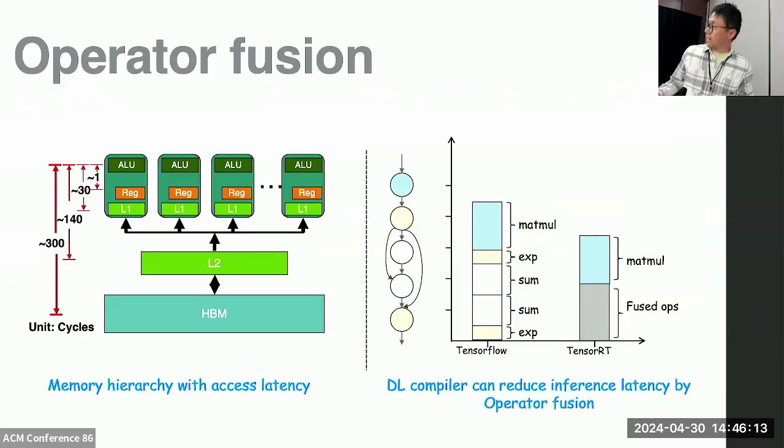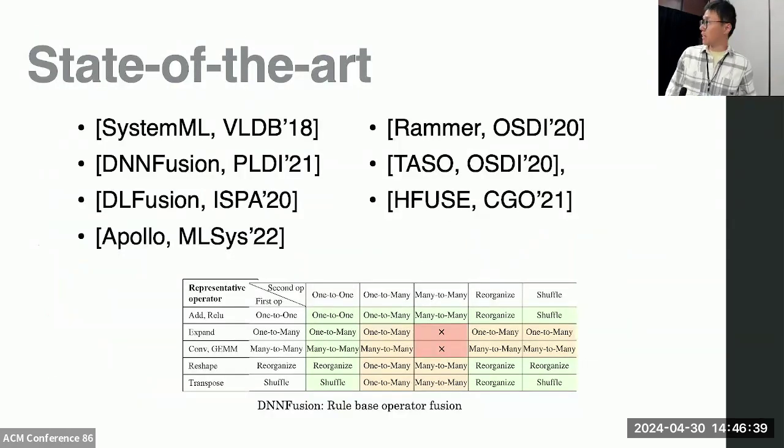As the left figure shows, the high bandwidth memory access latency on the NVIDIA GPU is around 10 times higher compared with the on-chip buffer, for example, the L1 cache, and 100 times higher compared with the registers. Deep learning compilers can help reduce the inference latency by operator fusion, as the right figure shows. Here are some state-of-the-art works, and one of the representative fusion works is DNNFusion. DNNFusion classifies the operators into 5 categories and fuses the operators by predefined rules, as the figure shows.